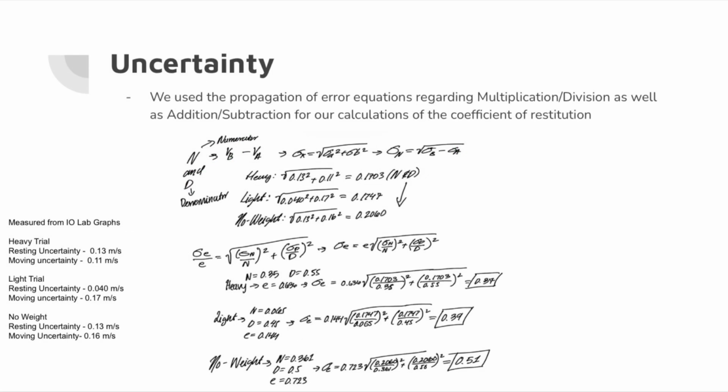We used the propagation of error equations regarding multiplication and division, as well as addition and subtraction. So we got the heavy, light, and no-weight trials' uncertainty from finding the mean value of the relevant velocities in our IOLabs, and those values are listed there. And we used those in combination with the addition and subtraction propagation of error equations to solve for the heavy, light, and no-weight trials listed on the top section of the calculations portion. And then we used that again in combination with the multiplication and division propagation of error equations to find each corresponding trial's uncertainty. And we found that the no-weight trial tended to be the most uncertain.